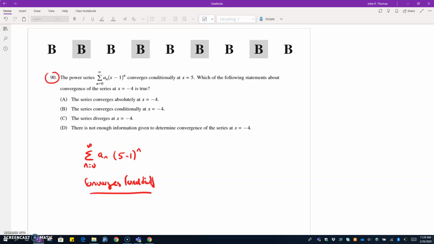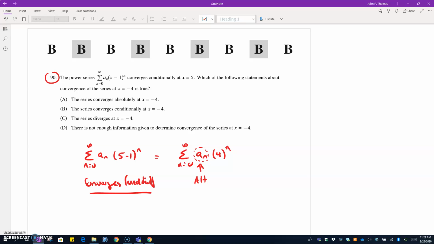Right. Now, that's the sum from n equals 0 to infinity of a sub n times 4 to the n. All right, so this is converging conditionally, and that tells me that this a sub n function has to be alternating. I really don't have a choice for that, because if it doesn't alternate, then it would be an absolute convergence. It's alternating, so that's the only way you can end up with conditional convergence.